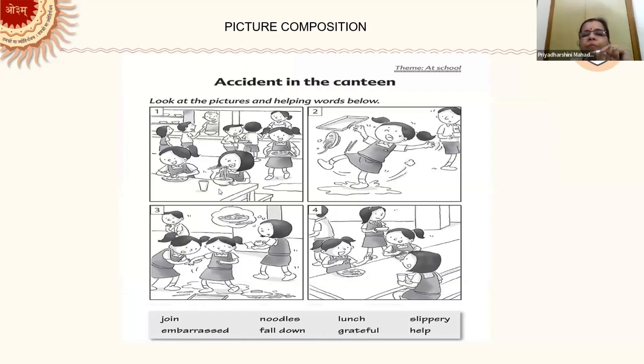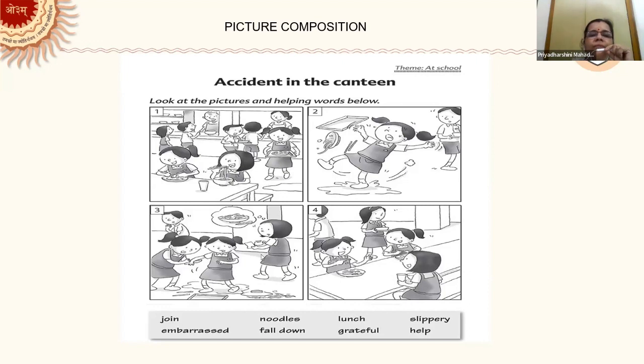Excellent. Then what happens in the second picture? The floor is slippery. That's why the girl falls down. Okay. But you can also give them some names, it is like a story only, no? Even you can give them some names also.